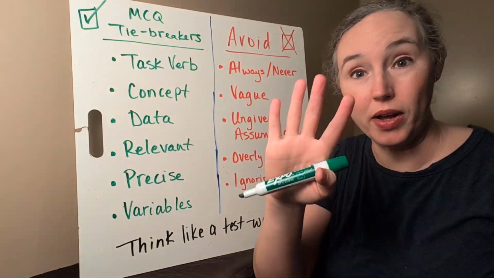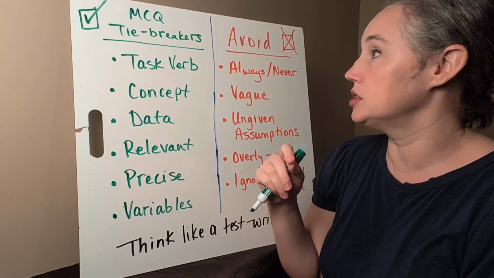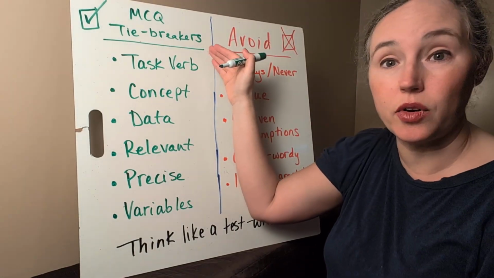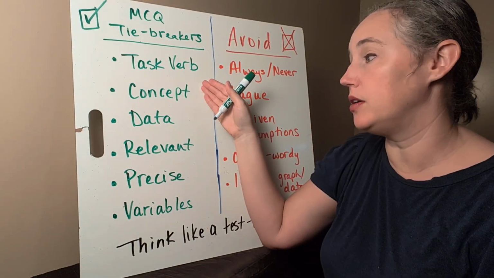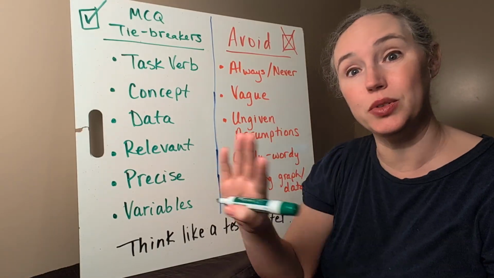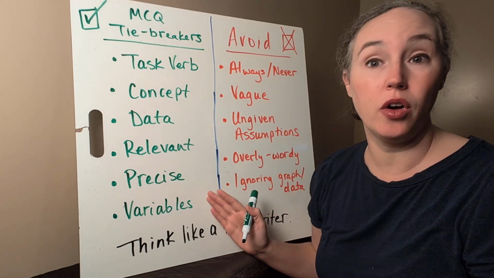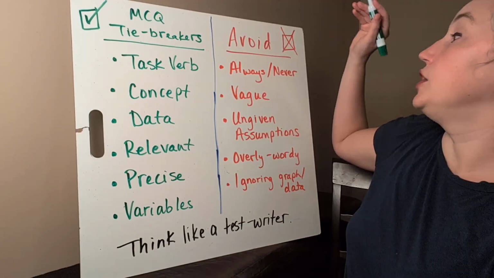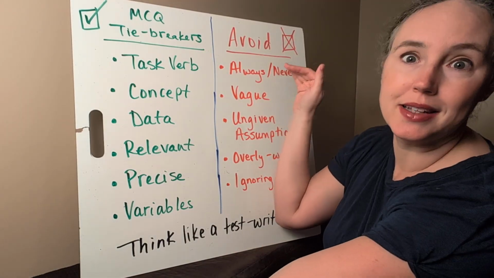All right, so a quick rundown again of things to avoid and tiebreakers. Tiebreakers to ask yourself when you're down to your two choices: what's my task verb? What is the concept that it is truly asking about? What did the data say? Is my answer actually relevant to the situation? Is it precise? And consider all your variables. Is it the measured? Is it the manipulated? Is it a control? You want to avoid extreme wording like always and never.